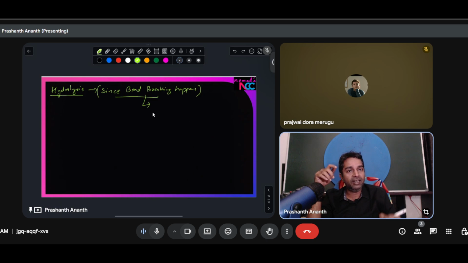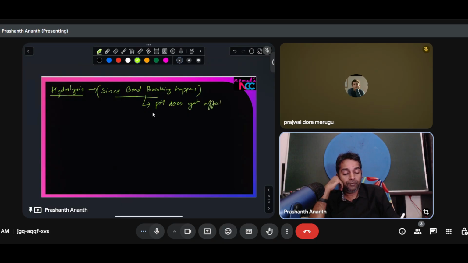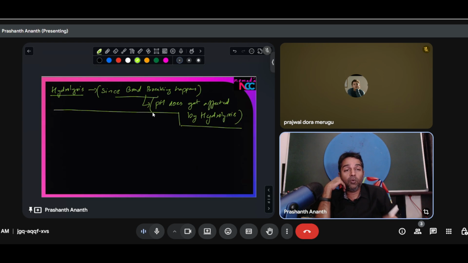Because increased polarity is there, more of the water molecules end up breaking, or more dissociation of water is visible. So since some bond breaking is happening, some kind of acidic behavior or basic behavior increases, which results in the pH being affected by hydrolysis. So when hydrolysis is happening, the pH of the solution does get affected and it will end up changing. How much by? That depends on what is doing the hydrolysis or what is undergoing the breaking.